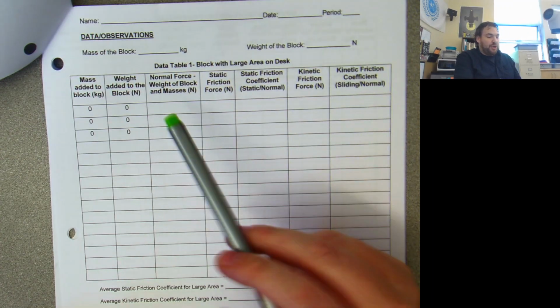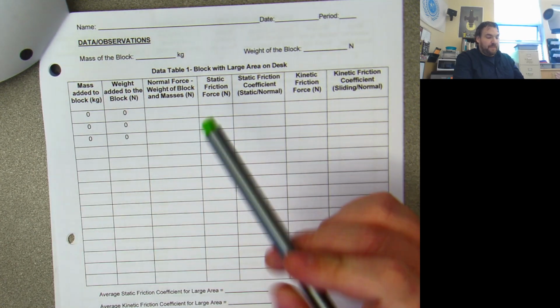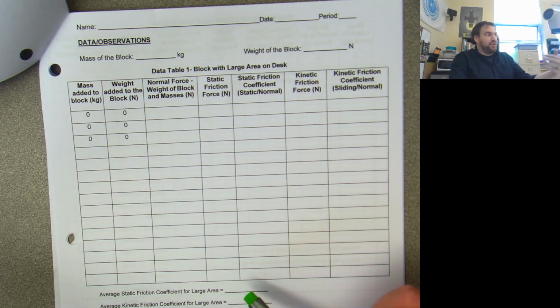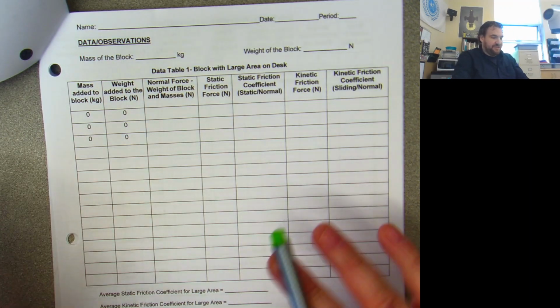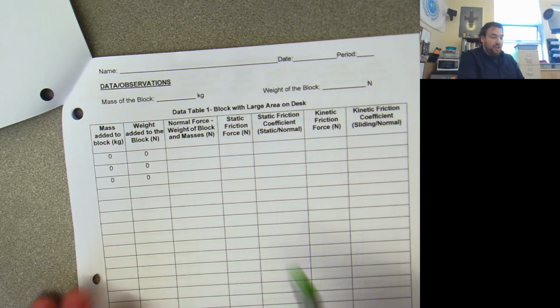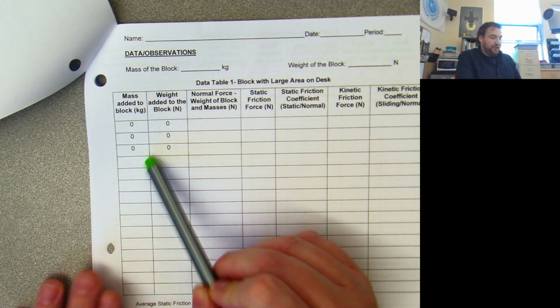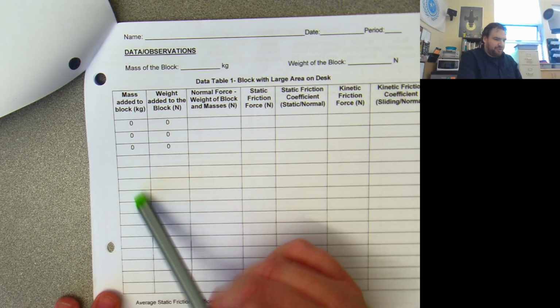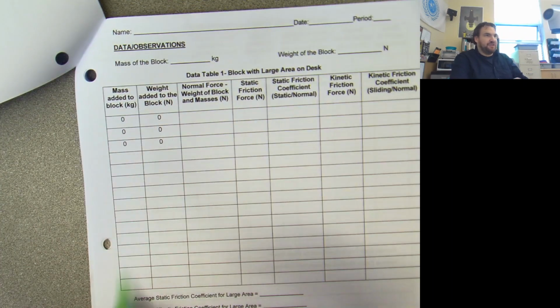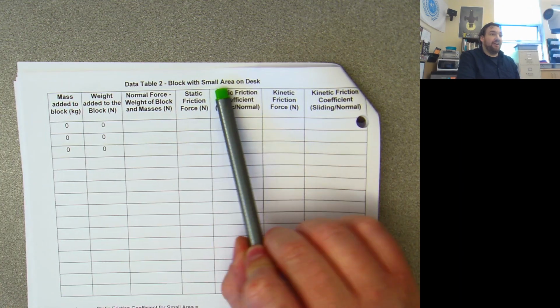I want you to do 3 trials at each level, and you're going to average your results together. All of this is outlined in here, but that's why your data table starts with 3 zeros, because you're going to do 3 trials at no mass added. And then you're going to do 3 more trials at another mass added, and 3 more trials at another mass added. Follow the instructions outlined in the procedure. Then you're going to do the same thing again after you've changed the surface area. Then you're going to do the same thing again.